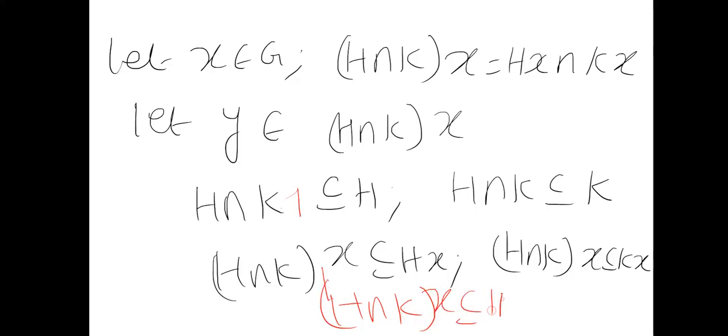Subset of Hx intersection Kx. So actually we proved one way, that is we proved H intersection Kx is a subset of Hx intersection Kx. So now we are going to prove the other way also. What is the other way? The other way is we have to prove that Hx intersection Kx is a subset of H intersection Kx. So this is what we have to prove.